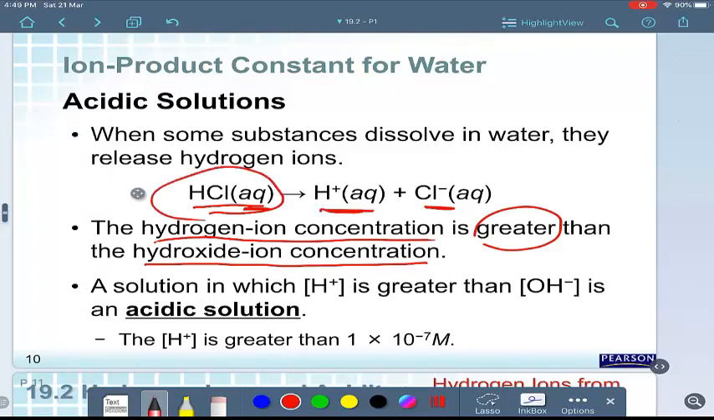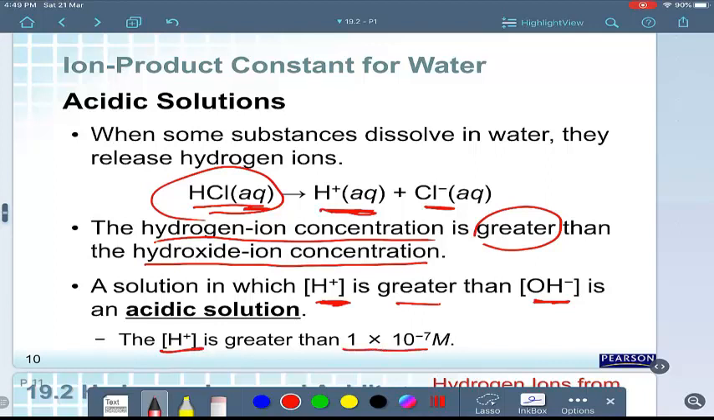So there is a hydrogen ion, or many hydrogen ions, in the solution. But hydroxide is not more than hydrogen. Hydrogen is more, or greater. So if the solution has hydrogen ion greater than hydroxide, it means it's acidic. And the concentration of hydrogen is greater than this value.